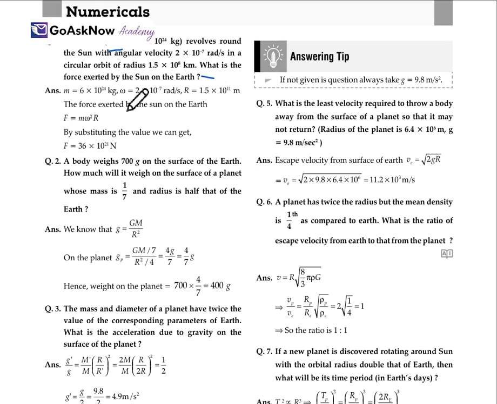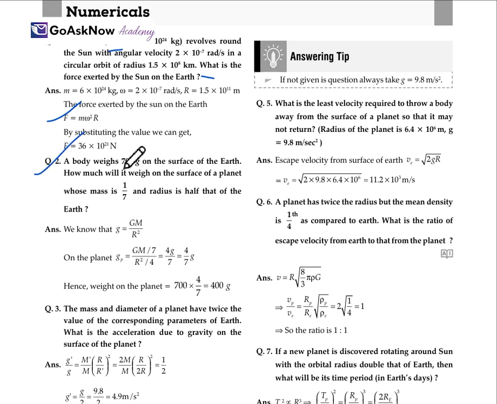So we have the mass, the angular velocity omega, and the distance r also. So the force exerted is F equals m omega square r. By substituting all the values we have, we get the value of F equals 36 into 10 to the power 21. So with the help of the formula, we directly calculated the force exerted by the sun on the earth.